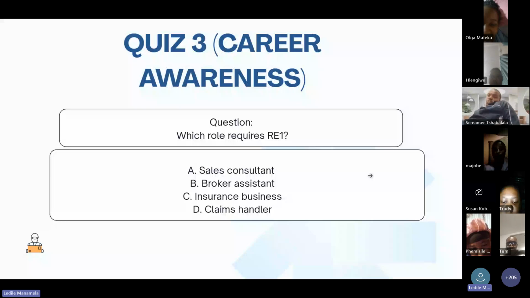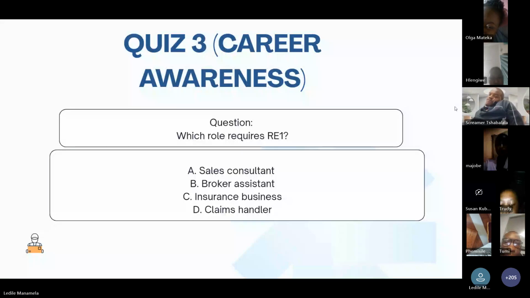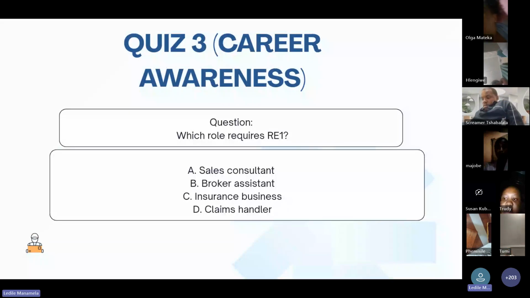Guys, when you go write the exam, you can't leave a question blank. There has to be an answer to all of them. Each one of them must have an answer. Okay, let's see, guys. Who chose A? Whoever chose A can just unmute and tell us why they chose A. Whoever chose sales consultant. Interesting. Okay, no one chose A.